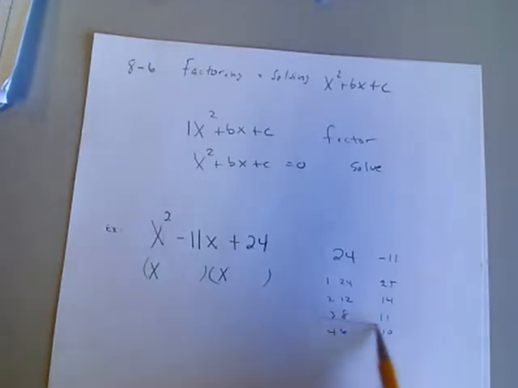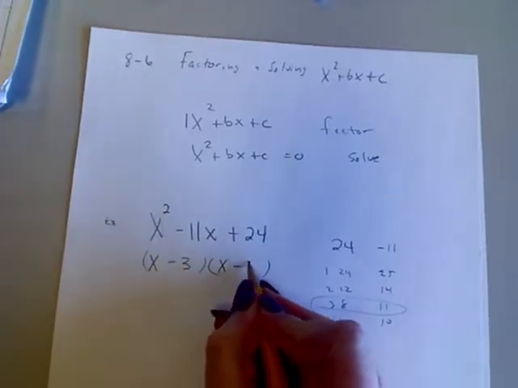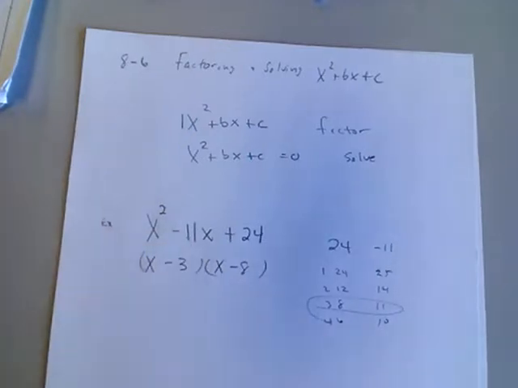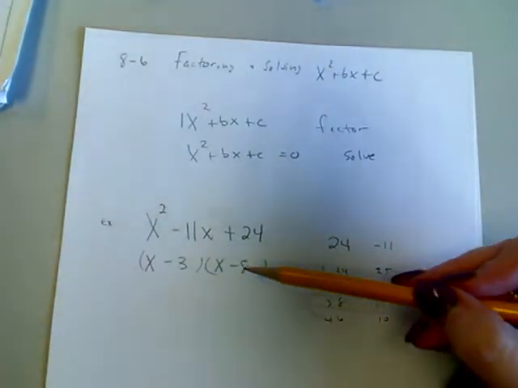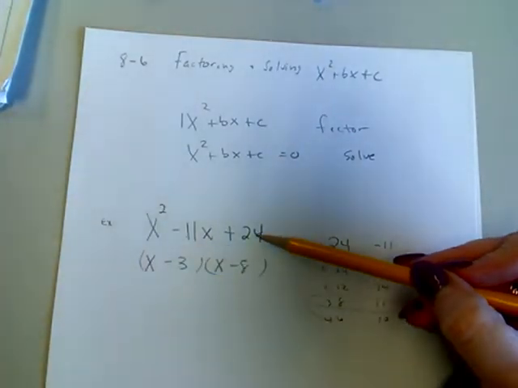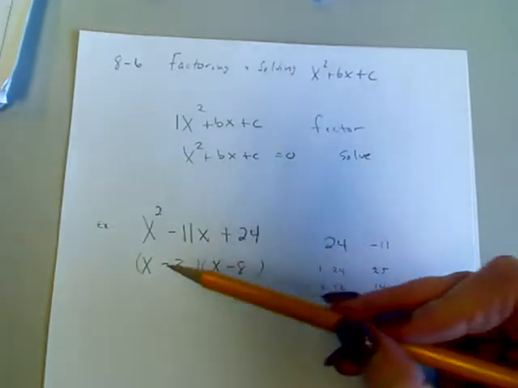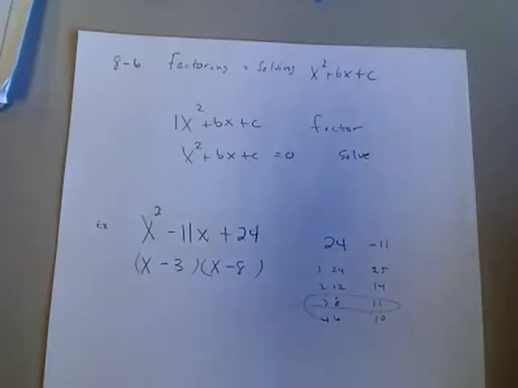It'd be negative 3 and 8. We're going to use these. And the reason they're negative is because this is negative. I'm going to go over something with the signs in just a second. Negative 3 times negative 8 is positive 24. Okay, so negative 3 times negative 8 is positive 24. Negative 3 minus 8 is negative 11. So you're multiplying to get that last number and adding or subtracting to get the middle number. Everybody clear on that?